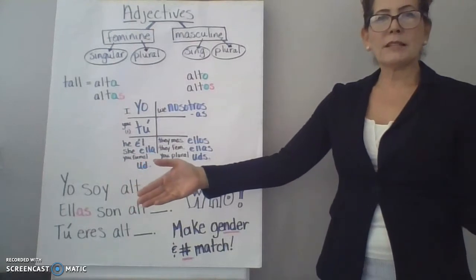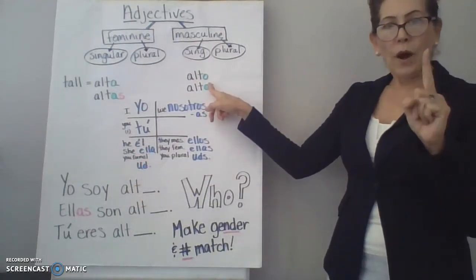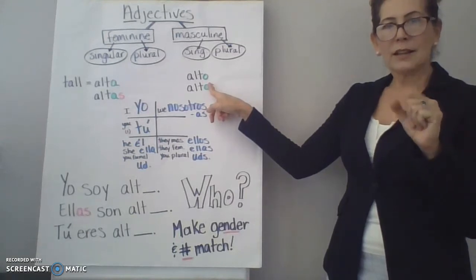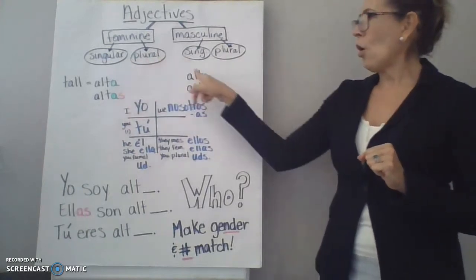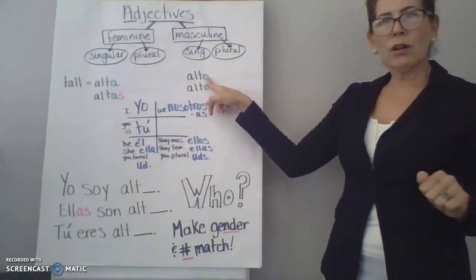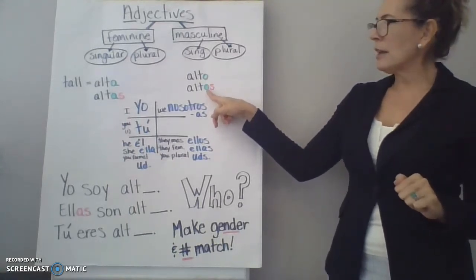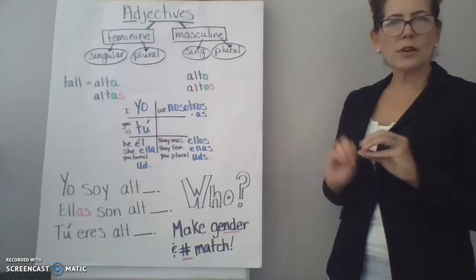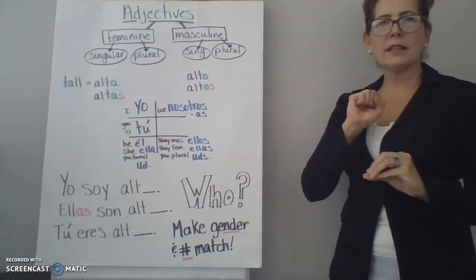Same thing goes for masculine. Alto would describe Miguel. One, masculine. Alto. A for feminine, O for masculine. And if I wanted to say the boys are tall, I would say altos, masculine and plural. Very, very simple. A for feminine, O for masculine.